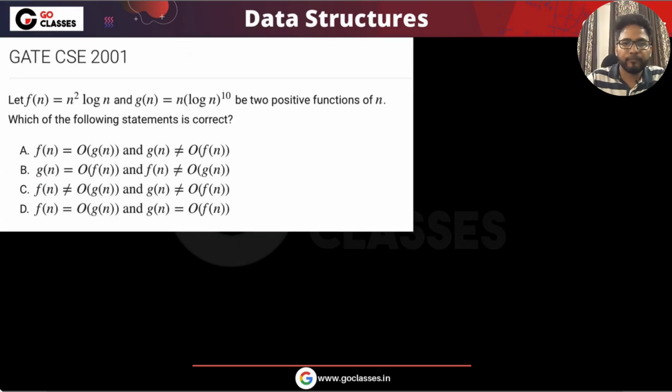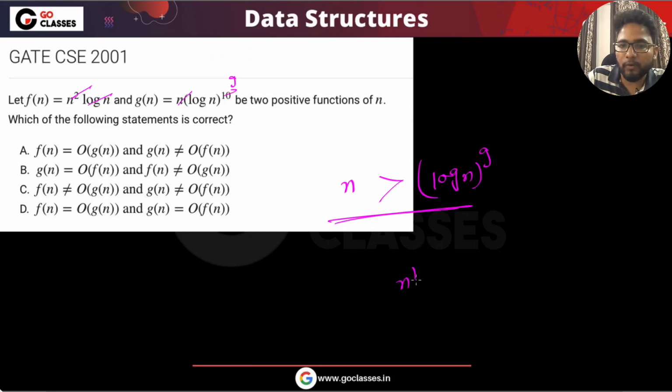Right. Let's solve this: n square log n and n log n power 10. So you can easily solve it, I think. Let's just cancel out the common term. Here this is the common term, here it is 9, here it will get cancelled. So you want to compare between n and log n power 9. You can easily say that n is greater, because you know that n power epsilon is in fact greater than log n power any constant. So you can say that n is greater, which means this fn should be within the order.